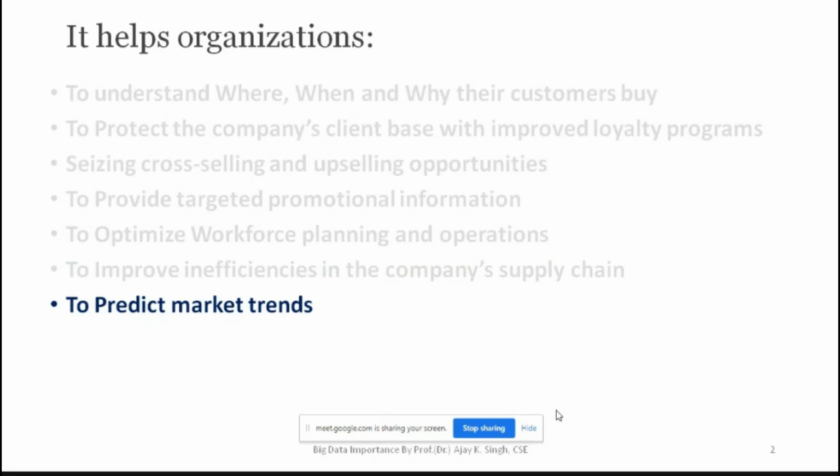To predict market trend, this is a very, very important part. So this is for prediction of market trend. How am I going to predict that particular market? Say, for example, you want to open a mobile shop in Connaught Place. That Connaught Place in Delhi is very, very costly, isn't it? It's not an easy task to buy a shop in that particular Connaught Place.